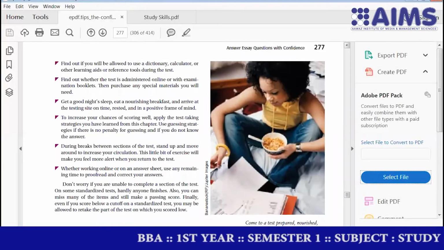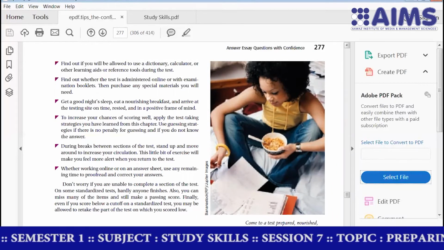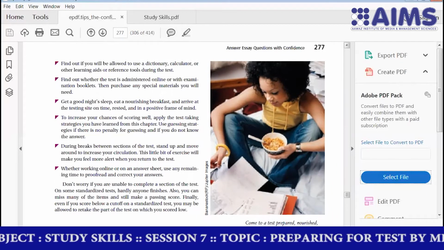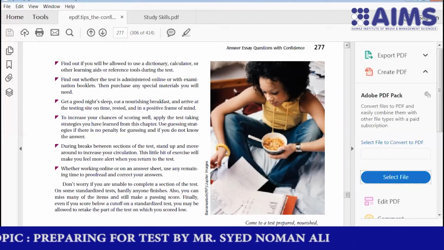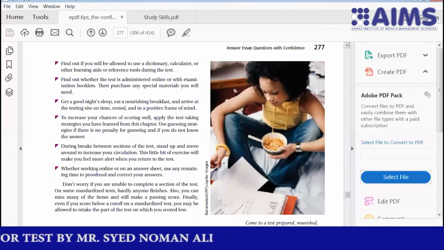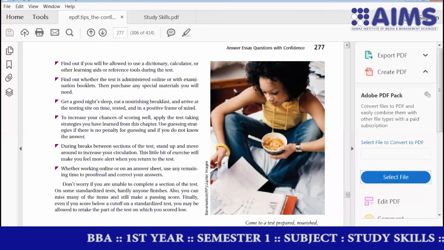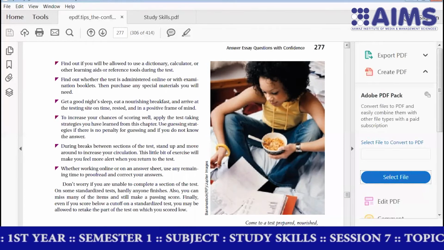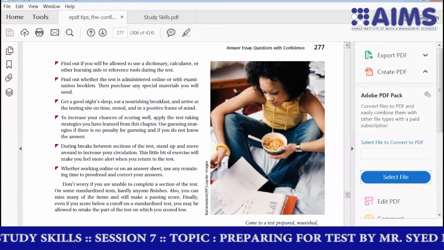Find out whether you can use your dictionary, calculator, and reference book during the test. Find out whether the test is administered online or with an examination booklet. Then you must carry all those things that you will require. Be well aware, get a proper night's sleep, and then eat a proper breakfast that will give you a positive mindset and increase your chance of success.